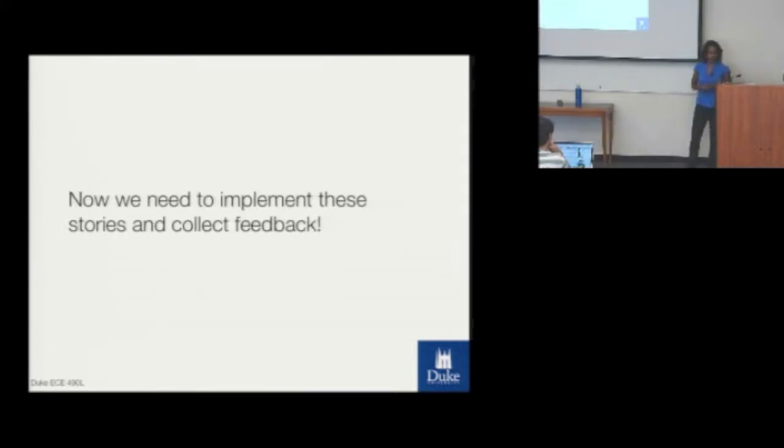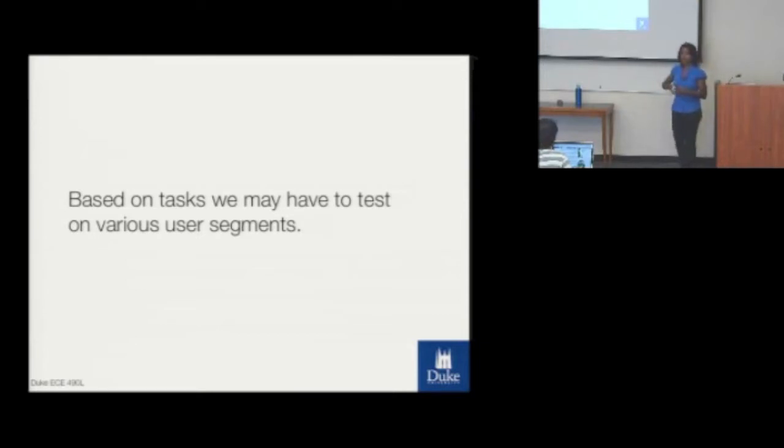Okay. So now we've got to implement all of these stories, and then we've got to go out and collect feedback. Now, you don't have to implement all of it in the sense of, okay, we've got to build this whole monolithic system. Maybe we decide to do part of it, go and talk to a few users, and then come back. But this isn't complete by any means. So, given the tasks, if we still have multiple user segments, we're going to have to go and test our product implementation across all of those various user segments.